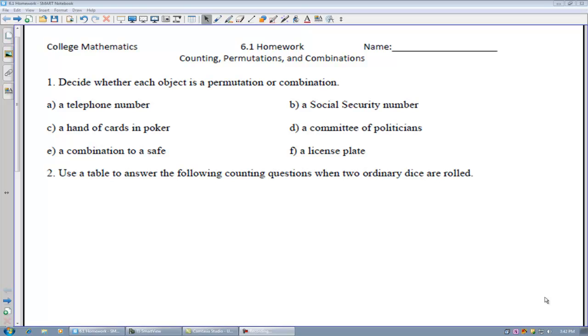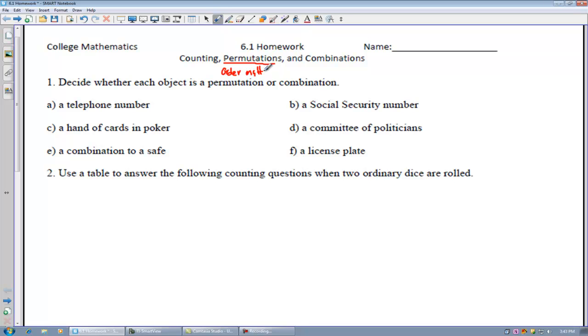This is 6.1 homework, counting permutations and combinations. In number 1, it says decide whether each object is a permutation or a combination. So let me remind you what a permutation is. A permutation is an arrangement in which the order matters. So order matters on this one.